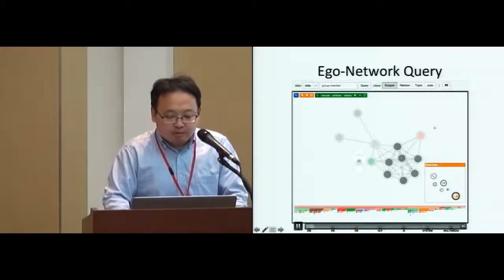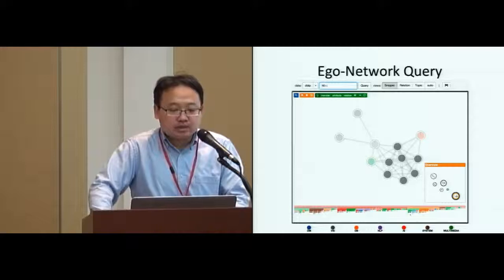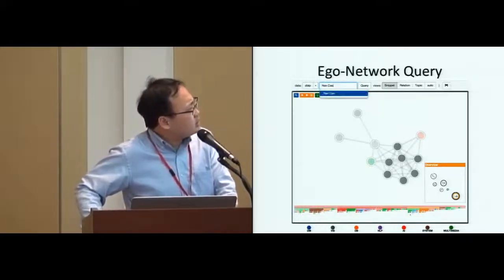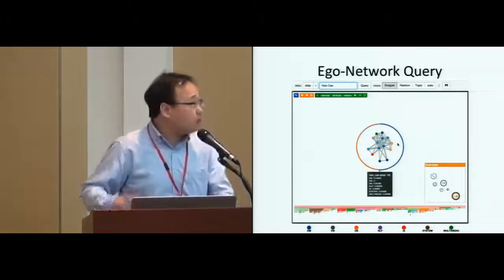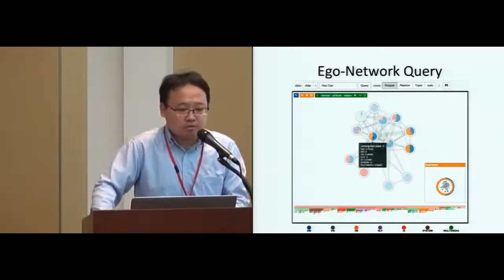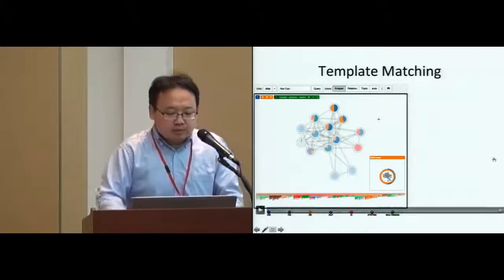So the second approach for finding the initial group is just directly by query. For example, I just query myself. In this way, the system will load an ego network of my ego network. So this ego network actually can be used as an initial group.